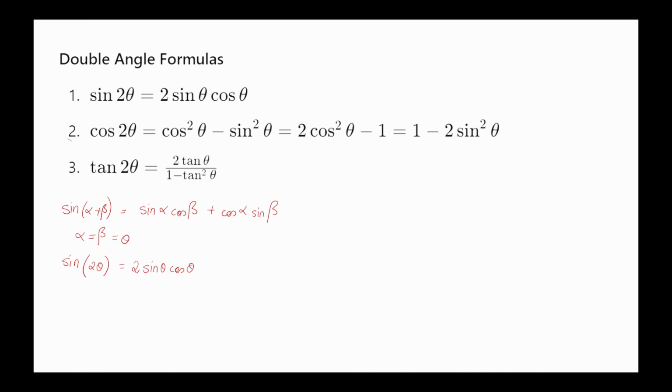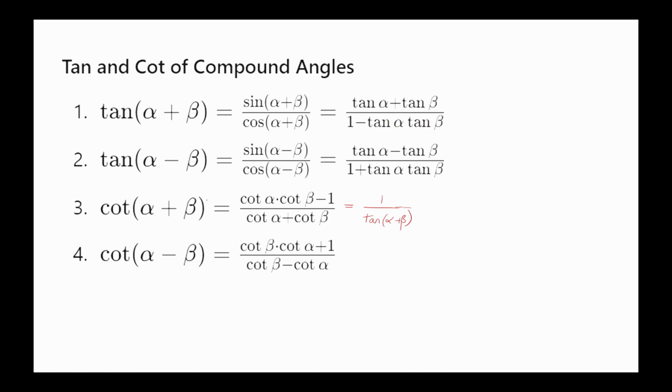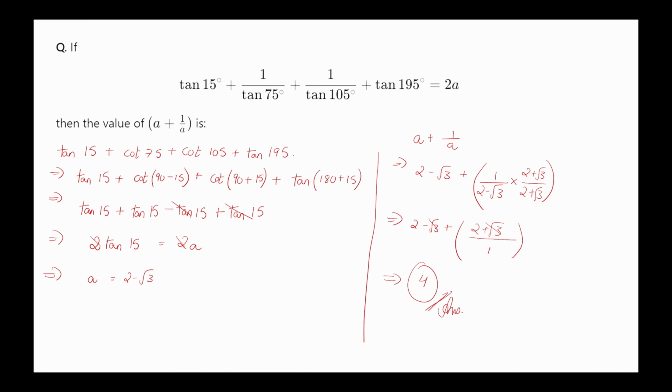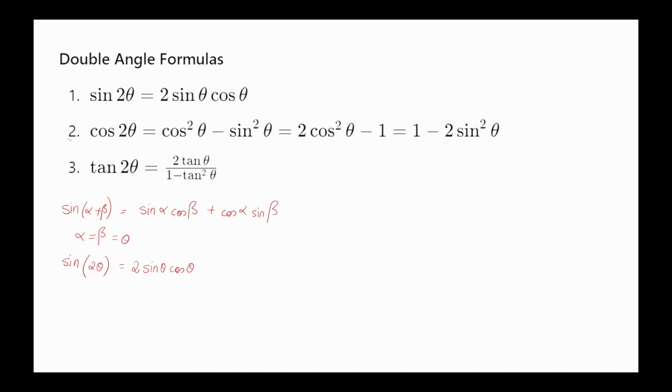And tan 2 theta. Tan 2 theta can be written as sine 2 theta by cos 2 theta. If I was to represent only in tan format, it would become 2 tan theta upon 1 minus tan square theta. Now this tan 2 theta can again be written from this formula only, tan alpha plus beta. What here I'll do is, I'll take alpha as theta, and beta as well as theta. So it would become 2 tan theta upon 1 minus tan square theta. So this is how we get our double angle formula.